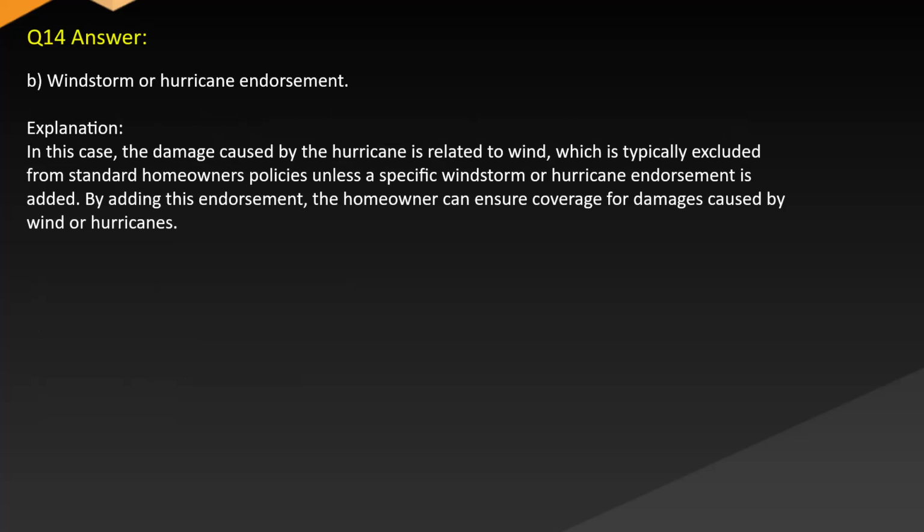Answer: B. Windstorm or hurricane endorsement. Explanation: in this case, the damage caused by the hurricane is related to wind, which is typically excluded from standard homeowners policies unless a specific windstorm or hurricane endorsement is added. By adding this endorsement, the homeowner can ensure coverage for damages caused by wind or hurricanes.